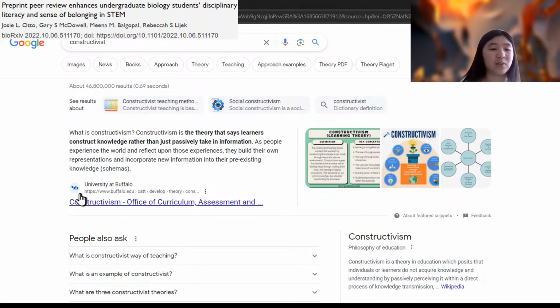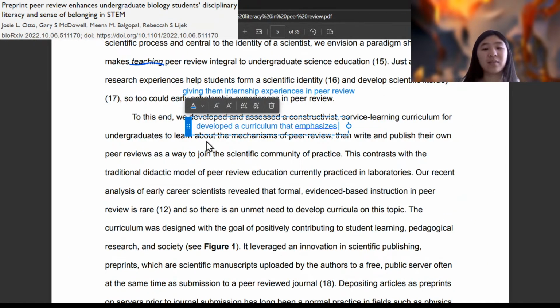So constructivism, according to the University at Buffalo, says that it's a theory that says learners construct knowledge rather than just passively taking information. So kind of like how instead of students sitting in a classroom listening to a lecture and the teacher just droning on and on, students are actively engaging in the learning process.